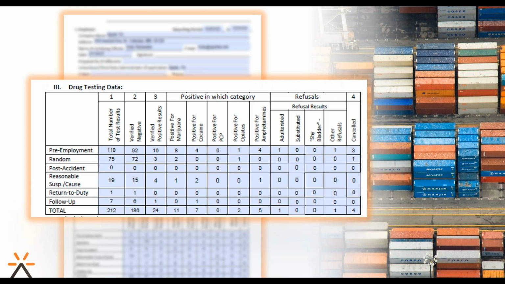I can look at the pre-employment. We have 110 pre-employment results. 92 were verified as negative. You can see we had 16 verified positive results. In here, you can see where those results occurred. It looks like maybe cocaine and marijuana and amphetamines were the big places where the testing occurred.